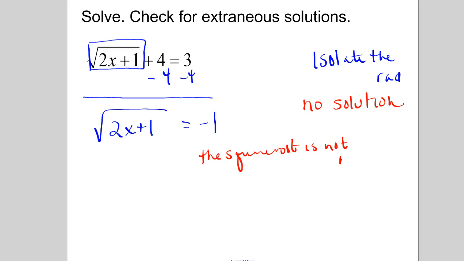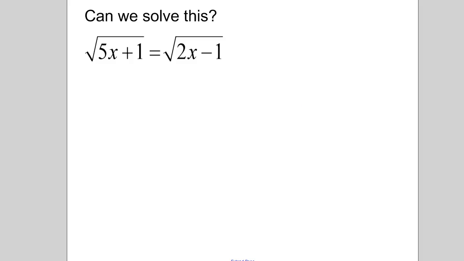The square root is not negative. Okay, so there's no solution. That one worked out really good. Next.